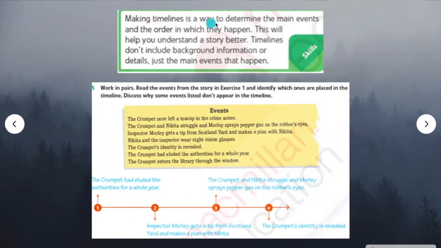Making timelines is a way to determine the main events and the order in which they happen. This will help you understand the story better. Timelines don't include background information or details, just the main events that happen. Always main events in a timeline.